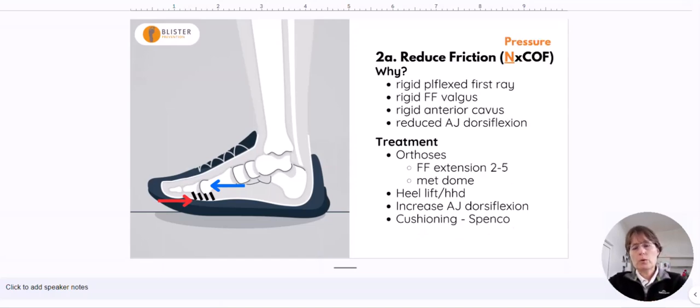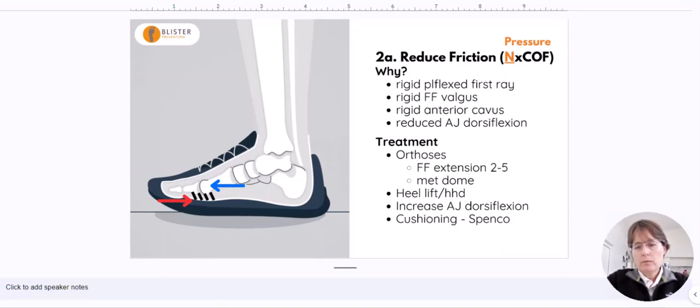Secondly, we can reduce friction force. Now remember, there's 2 ways we can do this, because friction force equals the normal force, i.e. pressure, times the coefficient of friction. So if we concentrate on pressure for the moment, why might we have too much pressure under the ball of the foot? Well, we might have all of the same issues, but they're a rigid or a stiff forefoot valgus, plantar flex first ray, anterior cavus or forefoot equinus. And we might have reduced ankle joint dorsiflexion. So there's an earlier loading of the forefoot, so there's a higher magnitude and longer duration of load under the forefoot. How might we treat that?